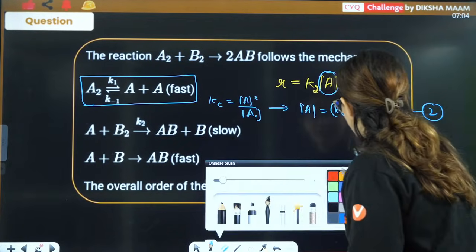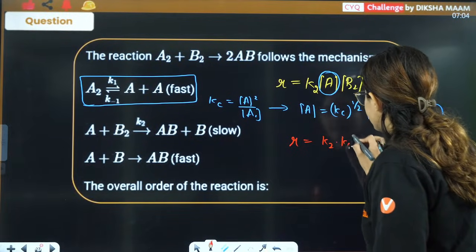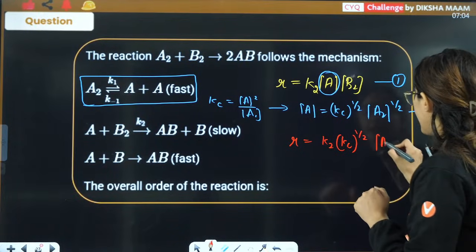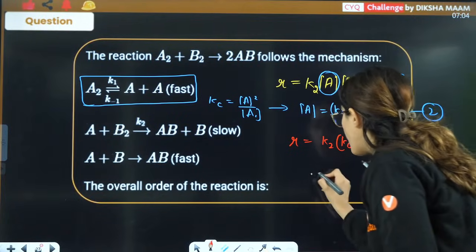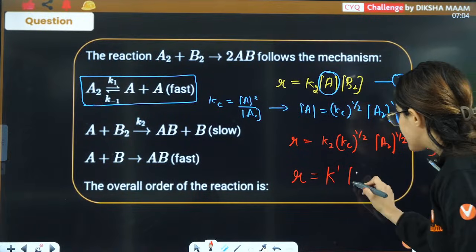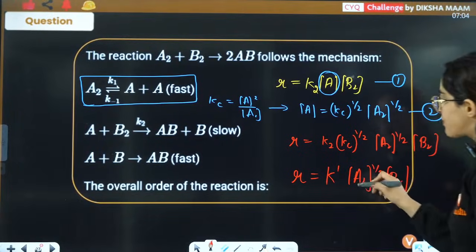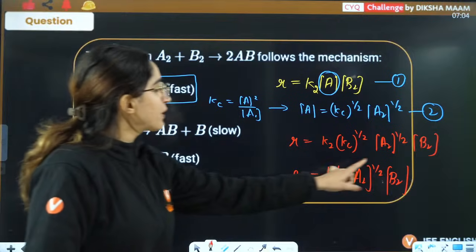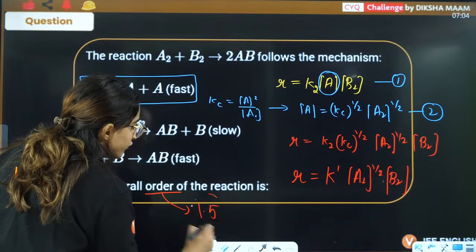You will put it in the first, so it will become R is equal to K2 into Kc raised to power 1 by 2. This A is what? This is nothing but A2 raised to power 1 by 2. This is B2. Now, if you see the overall, let's say there is a new rate constant, that is K dash. So it is A2 raised to power 1 by 2. This is B2. So with respect to A, it is half order, that is 0.5. With respect to B2, it is 1. So overall order of the reaction is 1.5.